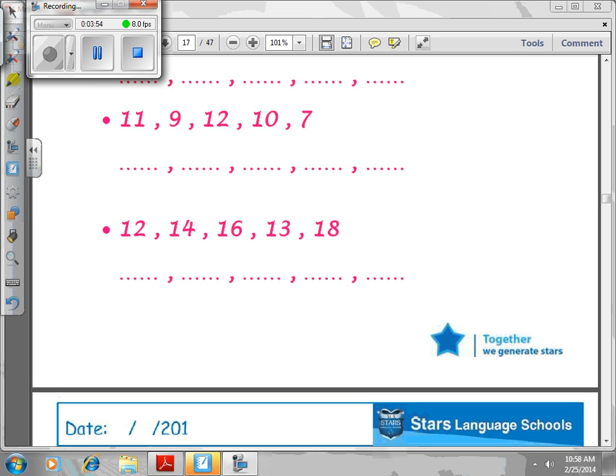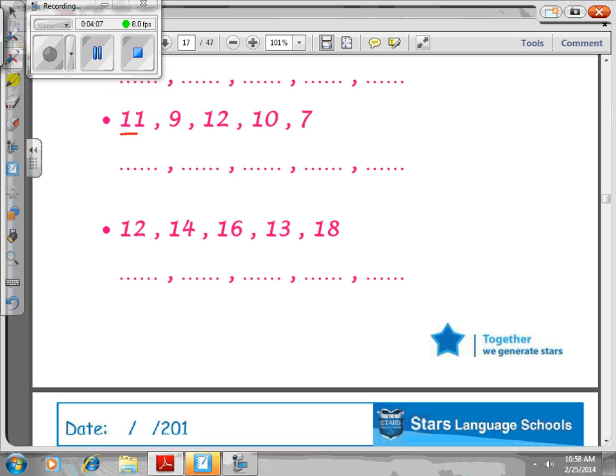Let's have an example to know together how to arrange the numbers in an ascending order from the smallest to the biggest. We have this example. These are numbers 11, 9, 12, 10, and 7. Now, which is the smallest number here? Yes, the smallest number here is 7. 7 is the smallest number, so I write down 7 and I cross 7.